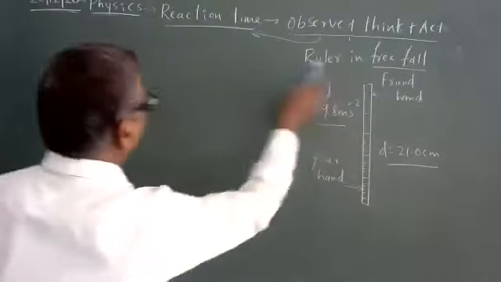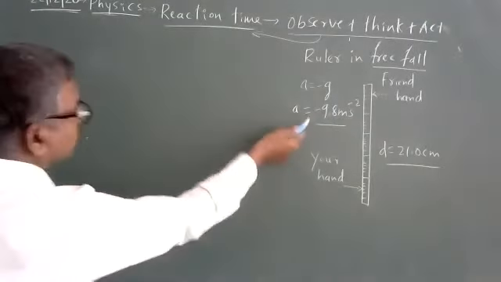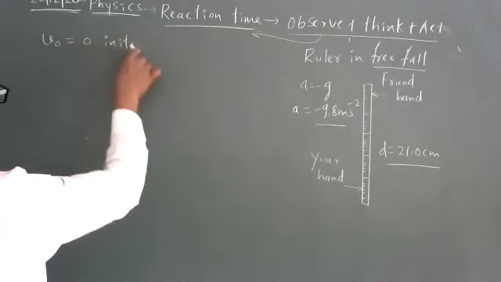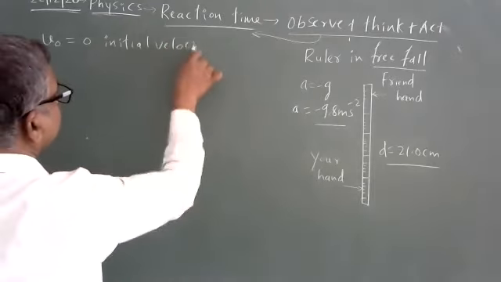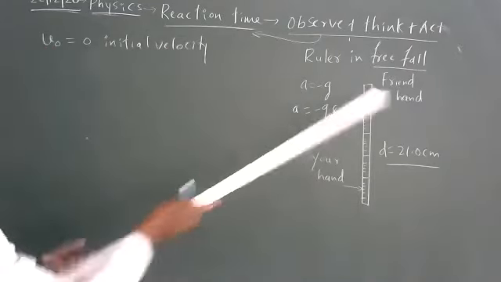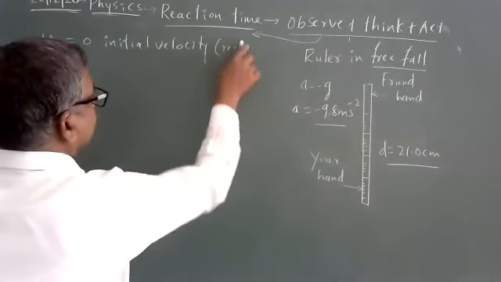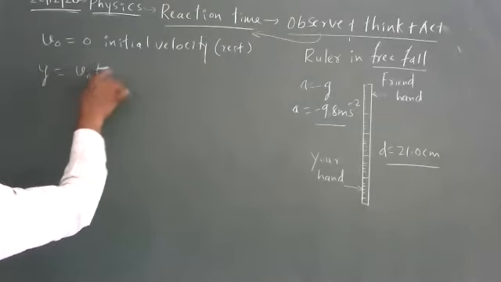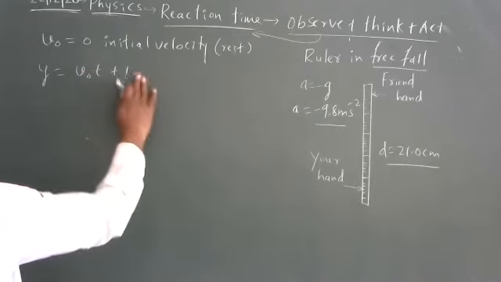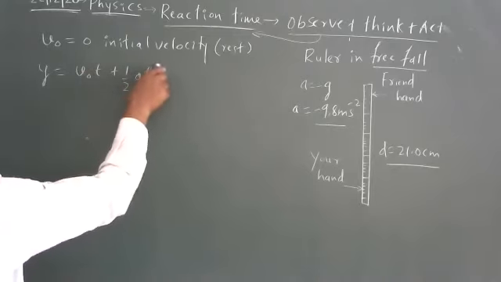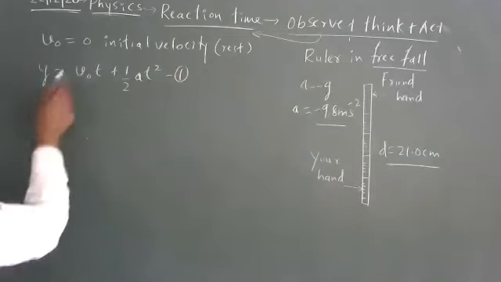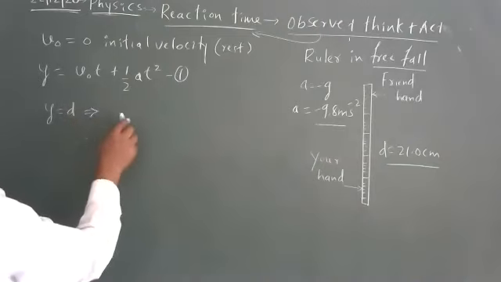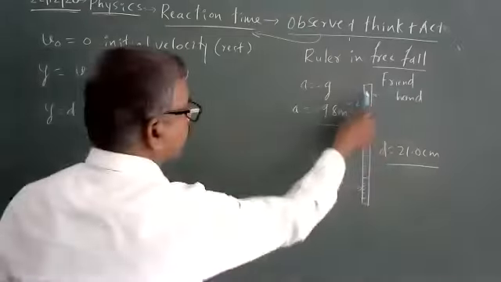Since it is a free fall motion, the acceleration due to gravity is involved. The initial velocity is 0, because your friend is holding the ruler and it is at rest. Now, what is the displacement? y equals initial velocity times time plus half acceleration times time squared, the equation of motion. Initial velocity is 0, and y becomes d, the distance traveled by the ruler. The relationship becomes equation 1.